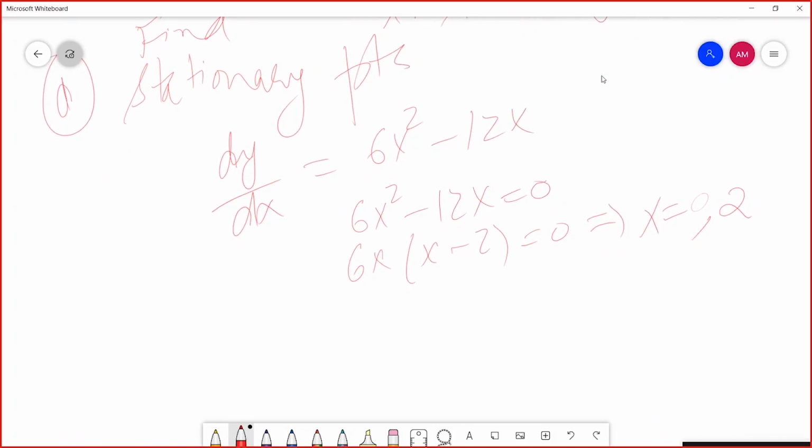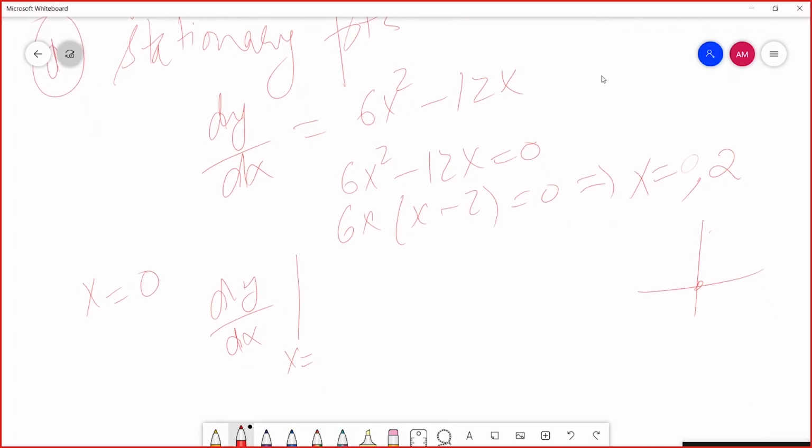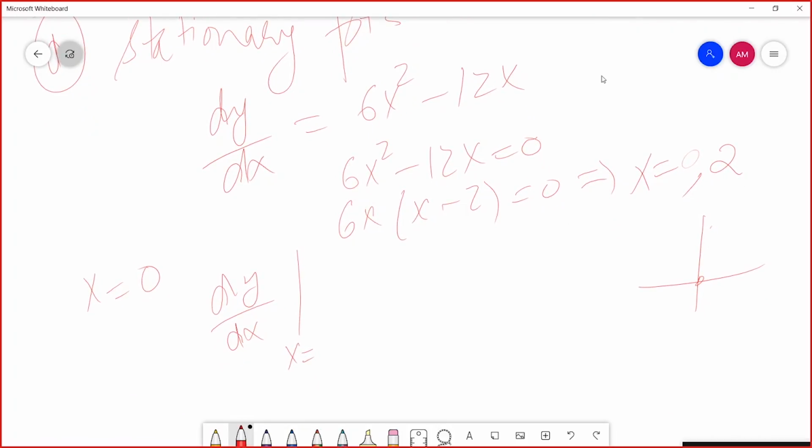So we now have two stationary points, but we do not know whether these stationary points are minima or maxima. So we would first check x is equal to 0. What we would do is put dy upon dx at two points, one on the right side and one on the left side. What points would you like to check? We would take one point just above 0 and one point lower than 0. 0.5 is a little far away, so we just take 0.1.